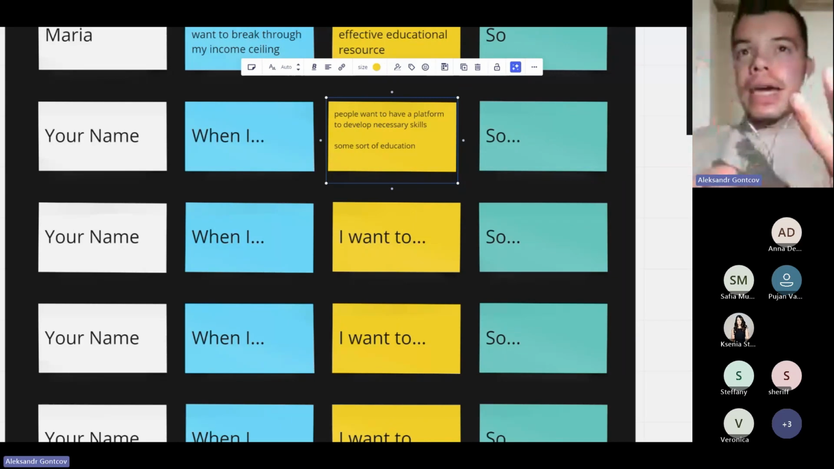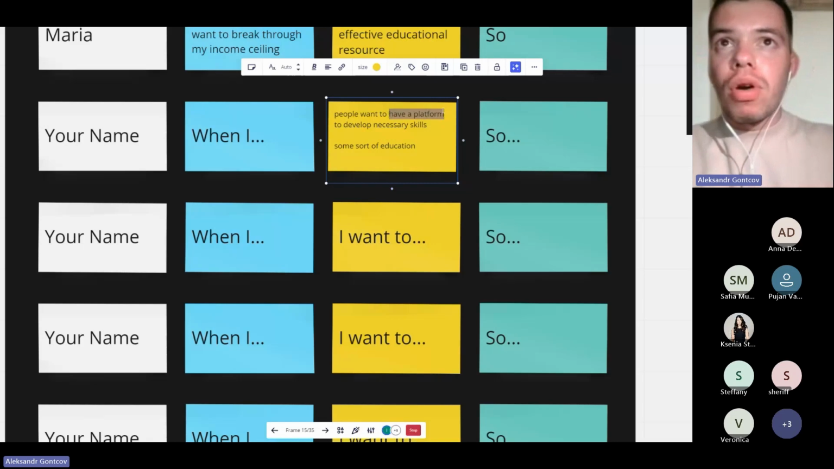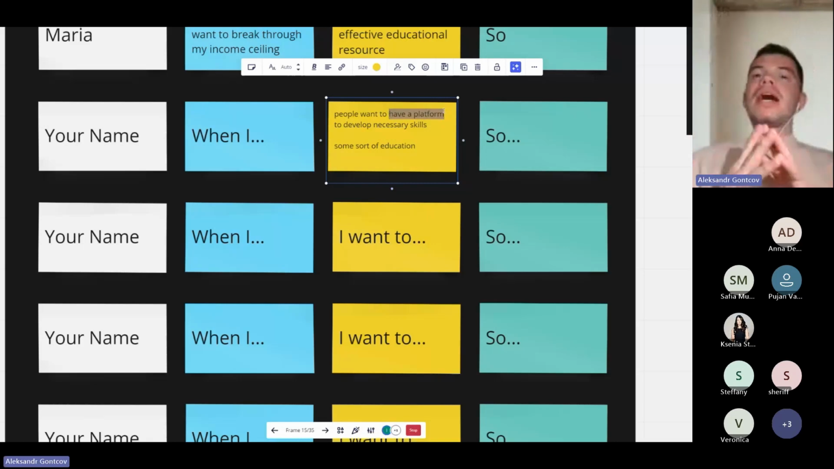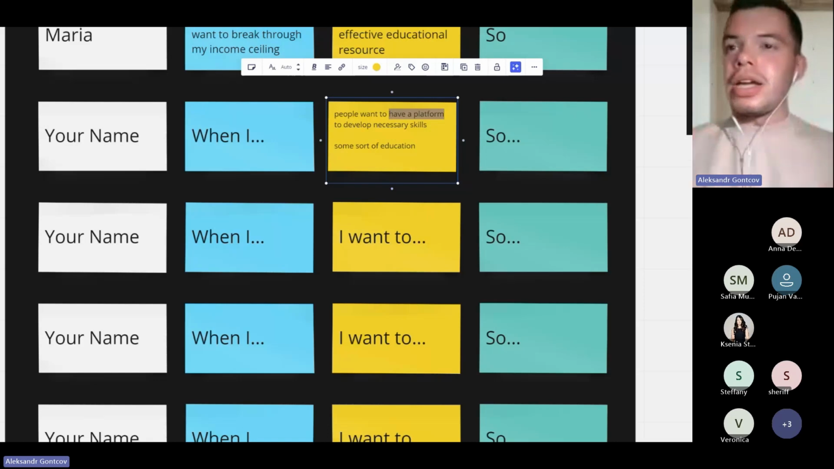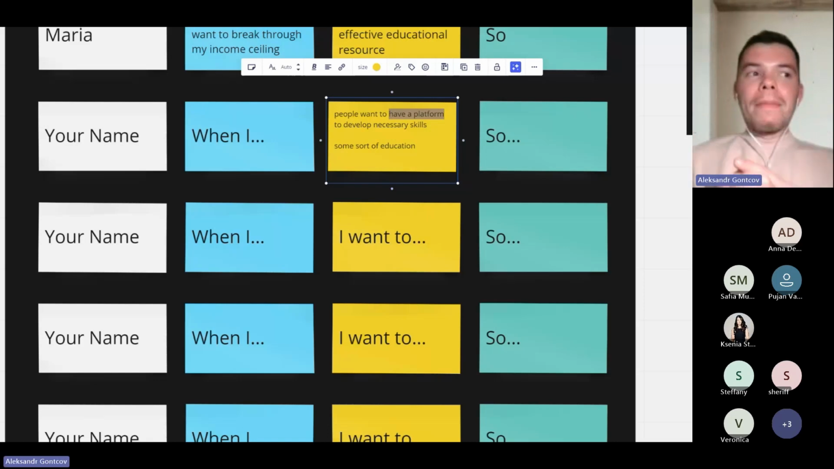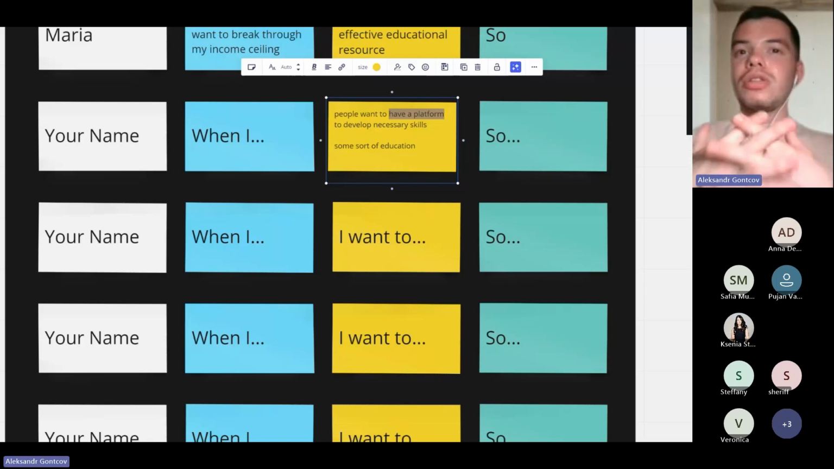So what I would suggest is to eliminate "I want to have a platform" because it's a pitfall, and we will discuss it a little bit further. When I started this jobs to be done, I always wanted to jump straight to a solution. And in this case, again, you have proposed a solution.